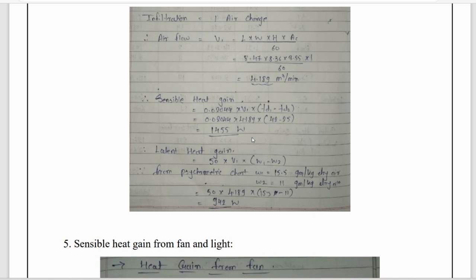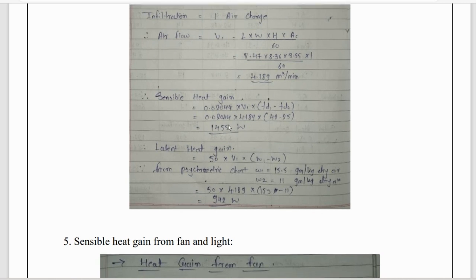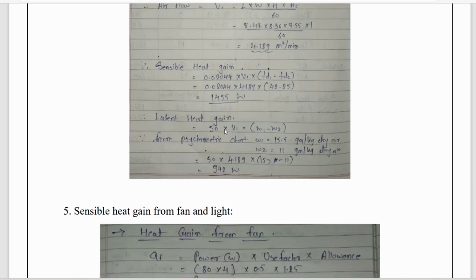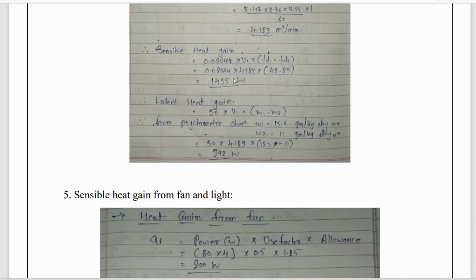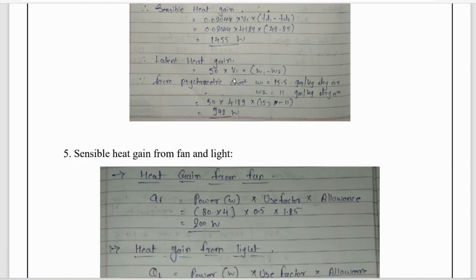Now we have to calculate the sensible heat gain in the room. In the previous lecture we saw the formula 0.02044 multiplied by volume flow rate into temperature difference. From this formula we get a sensible heat gain of 1455 watt by the infiltration. This is the heat gain by the infiltration. Now we have to calculate the latent heat gain from the infiltration. For latent heat, we have the formula 50 multiplied by volume flow rate multiplied by W1 minus W2. From this, we get a latent heat gain of 4942 watt.